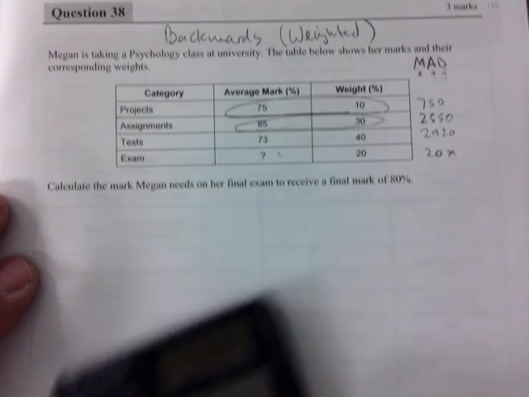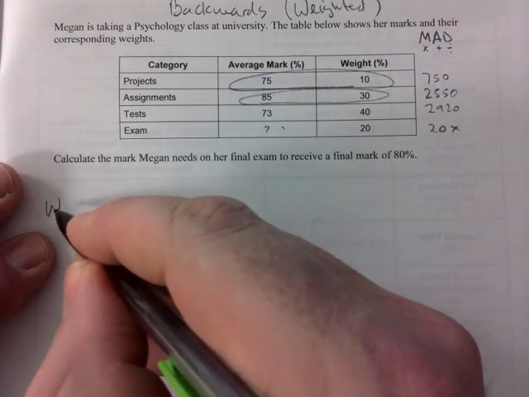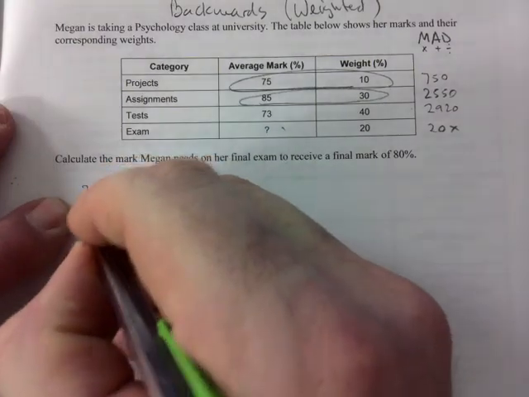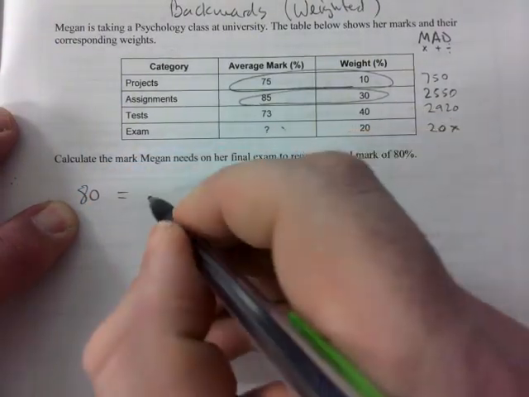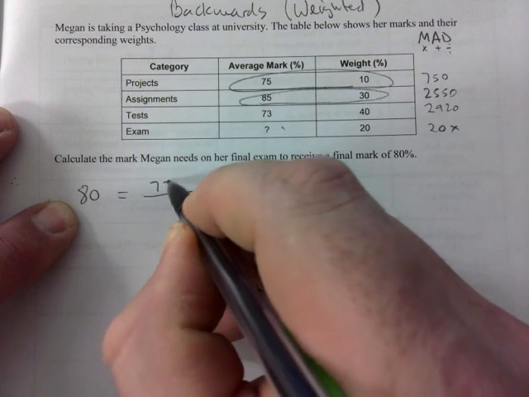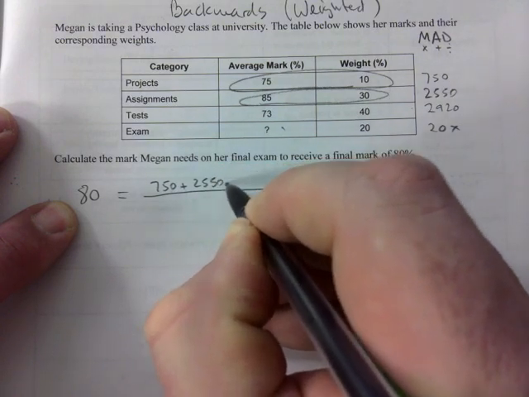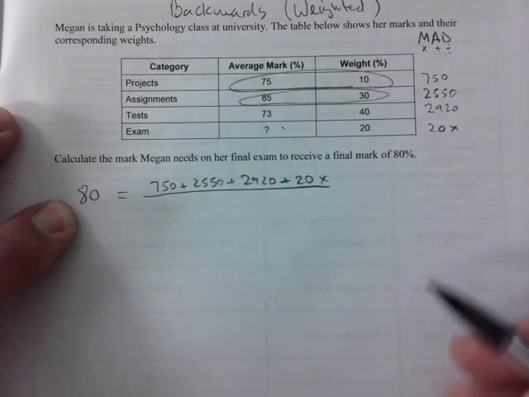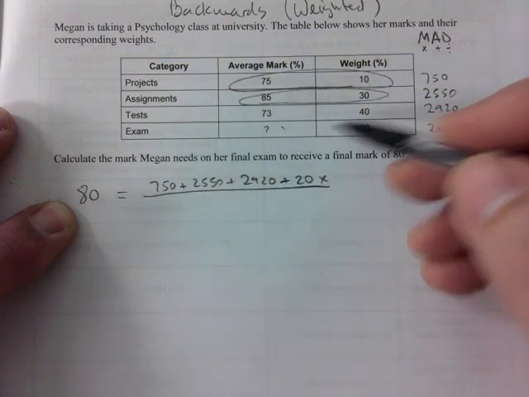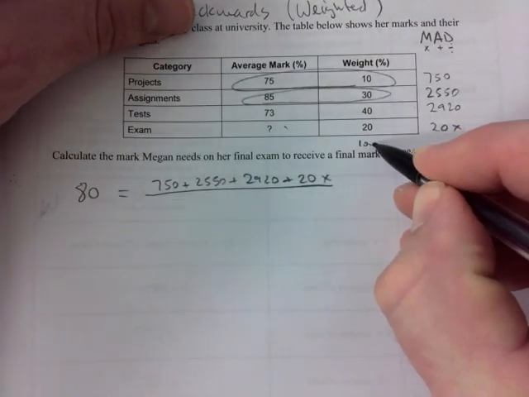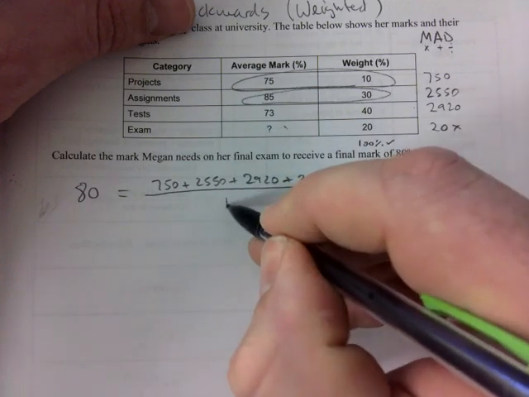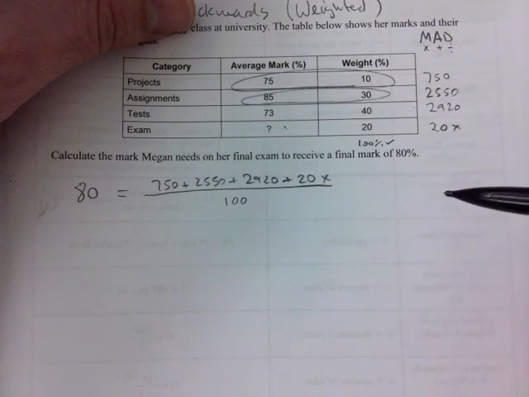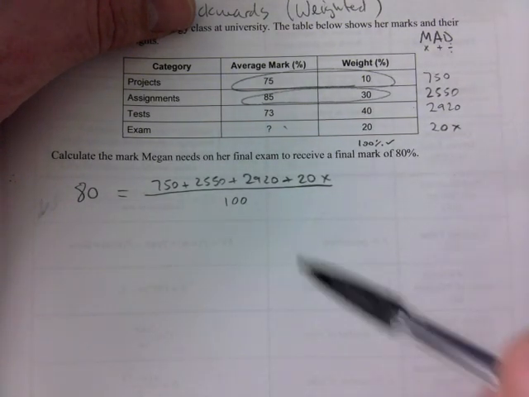And then you need to add. So this is where I set up my, actually, I'm just gonna cut right to it. I'm gonna say that if 80 is what I want, then I need to add 750 plus 2550 plus 2920 plus 20x, like that. And remember, when one of the columns adds up to 100, this one actually does add up to 100. So you need to divide everything by 100. So in these types of questions, you do not need to convert because you're keeping everything as a percentage.